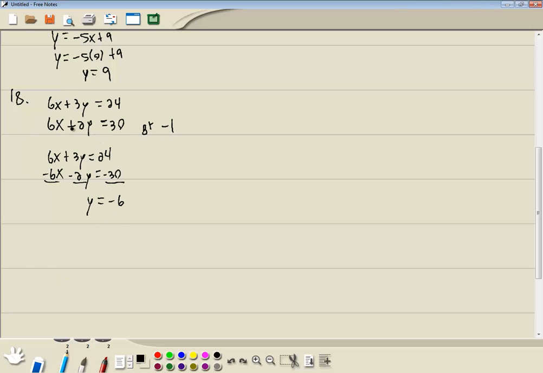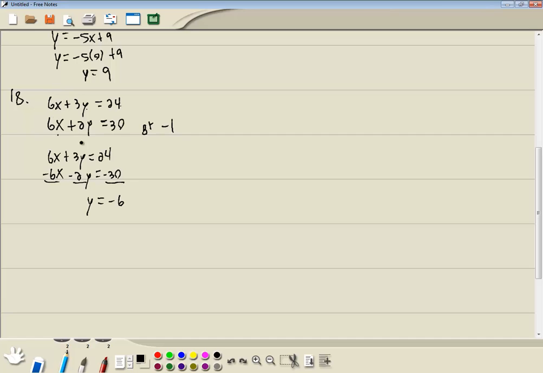Now notice on this, when they're the same like that, it works out really nice how they cancel. You could almost not even multiply it. You could just subtract them. 6x minus 6x drops away. 3y minus 2y is y. 24 minus 30 is negative 6. So when they're already the same number, it works out really nice.